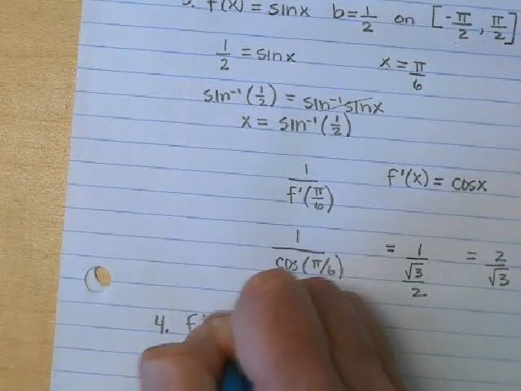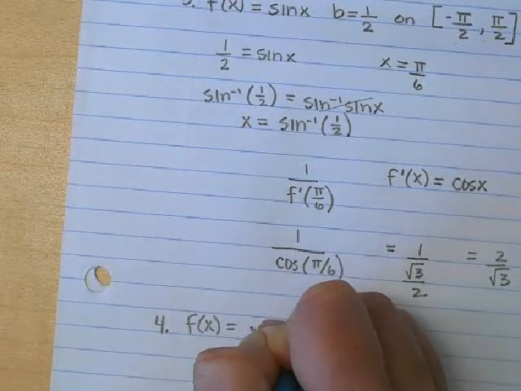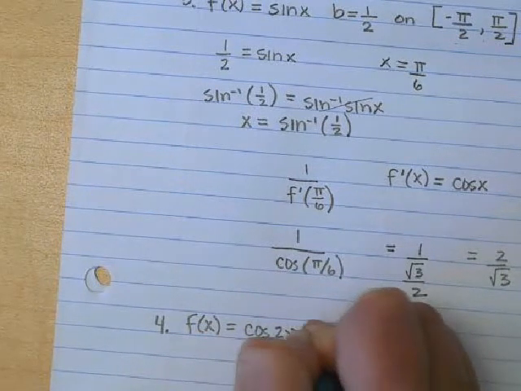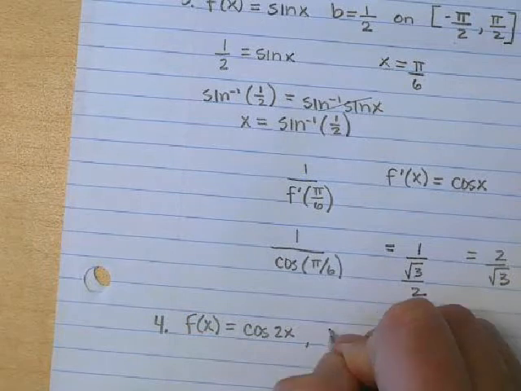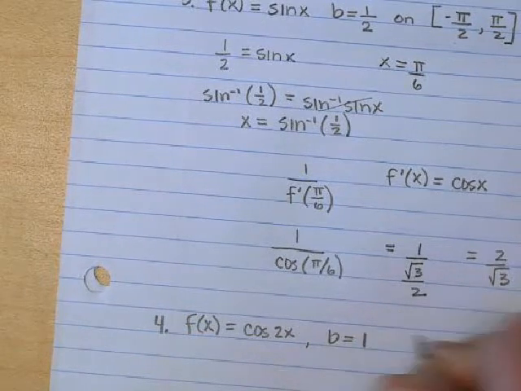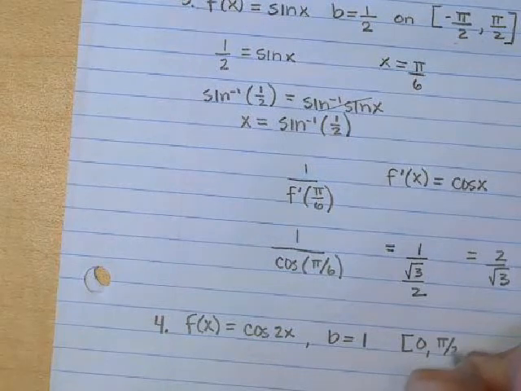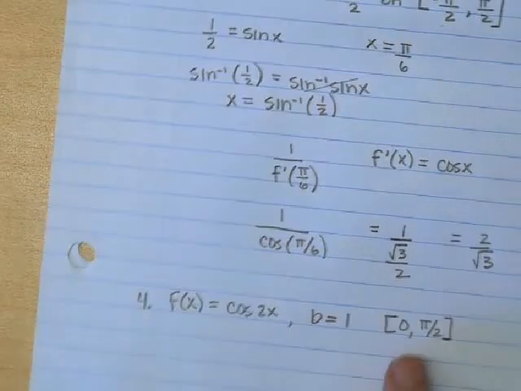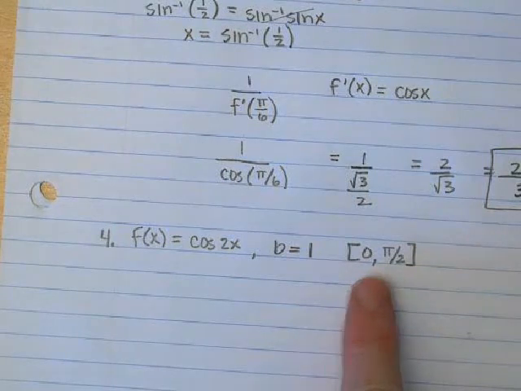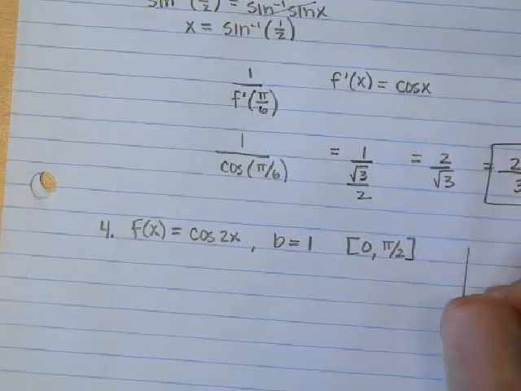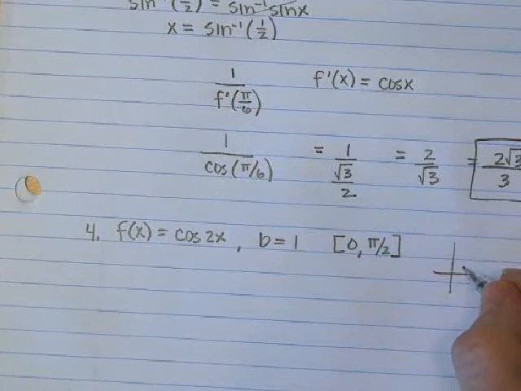Okay. All right, let's look at number 4. So on this one, we have a double angle in here. Cosine of 2x, b equals 1. And again, we're going to be working on an inverse function, and they're telling us to limit it to this quadrant right here. So we're being limited to quadrant 1 in here.